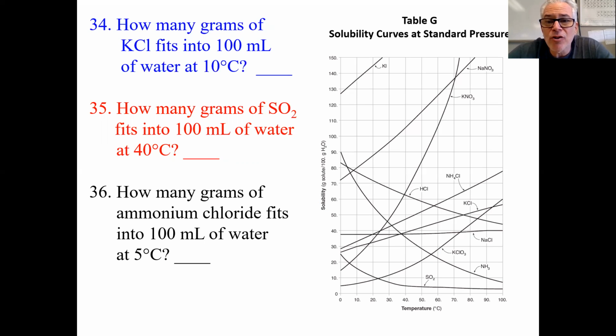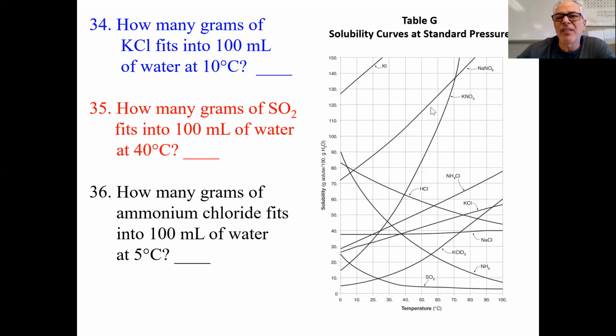First, you got to find the KCl line, right? My KCl line is right here. Let's see if I can point to it. KCl line. See my arrow? I don't know if you can see this arrow or not. KCl, right down here. It starts out at like 27, and it goes all the way up to about, I don't know, 55. How many grams of potassium chloride fit into 100 mLs of water at 10 degrees?